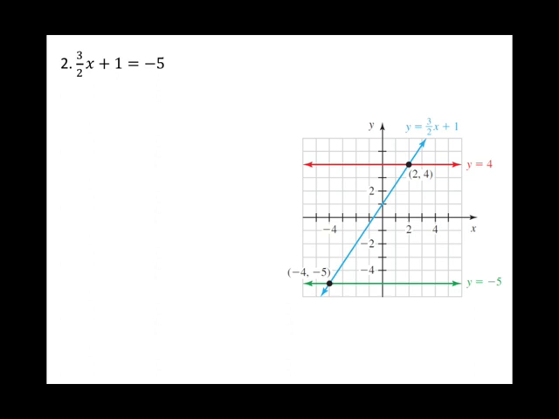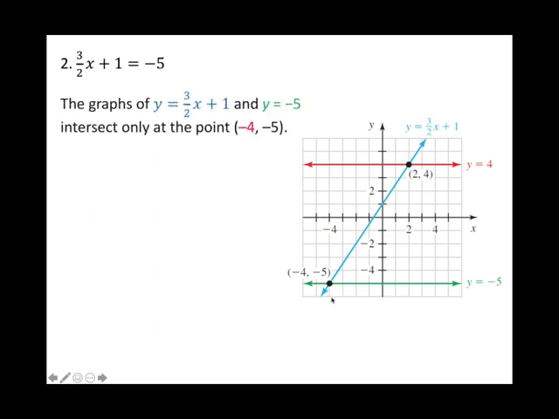Okay, next one. Again, I have these two equations. I have y equal to 3 over 2x plus 1, which is going to be the blue line here. Another one, y equal to negative 5, which is going to be my green one here. So what is the intersection point? It will be this one, right? Negative 4 and negative 5. What is the x-coordinate? That will be negative 4, right? So negative 4 will be the solution of this equation.